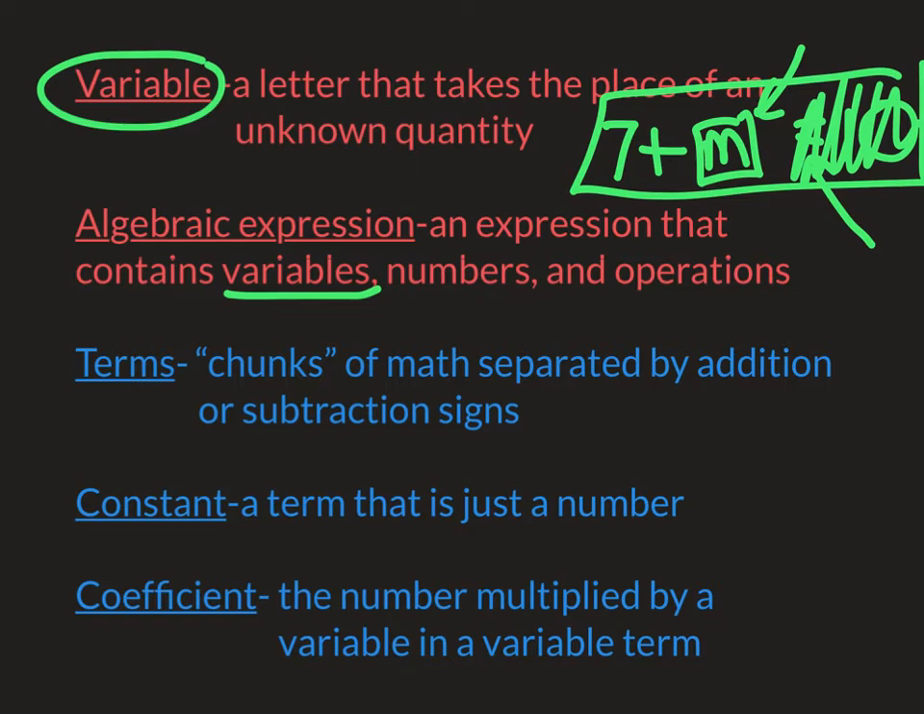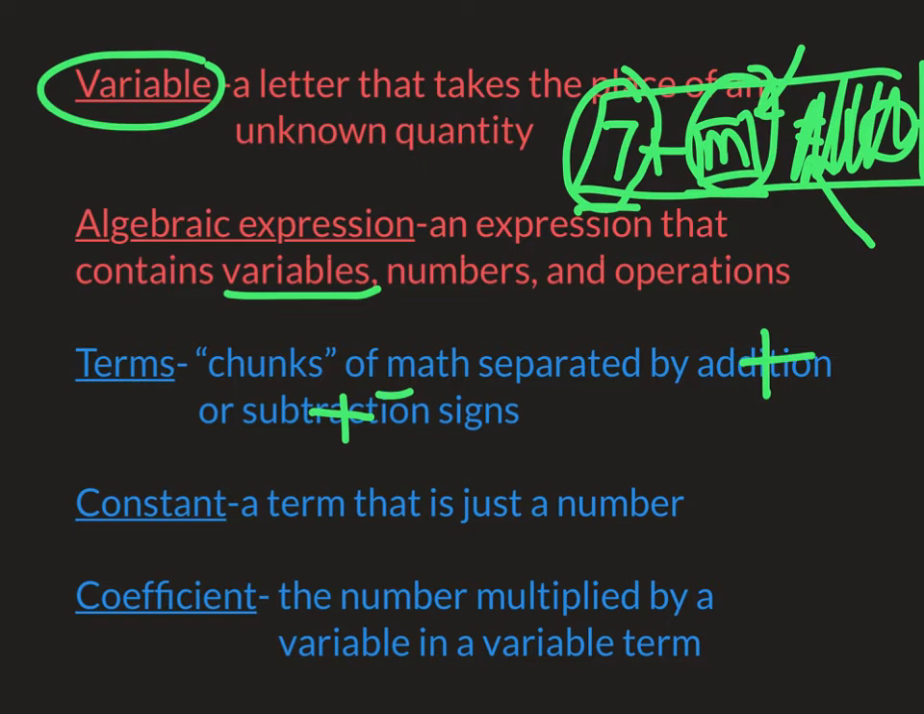Terms are what I consider chunks of math separated by addition or subtraction signs. So in the example that I gave, 7 would be a term and m would be a term. That's a two-term algebraic expression. And once again, I want to remind you they're separated by addition or subtraction signs. Of course, in my class, I'm going to have you do leave, change, opposite, and then they'll just be separated by addition signs.